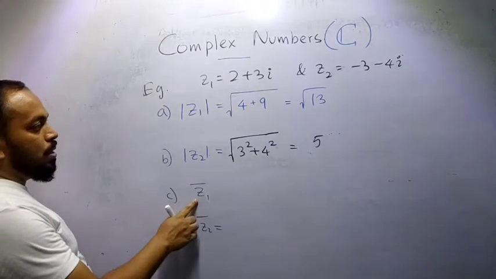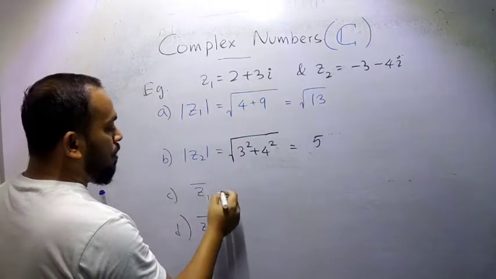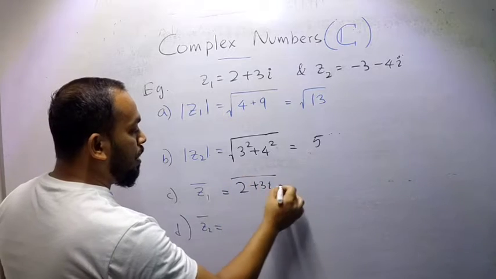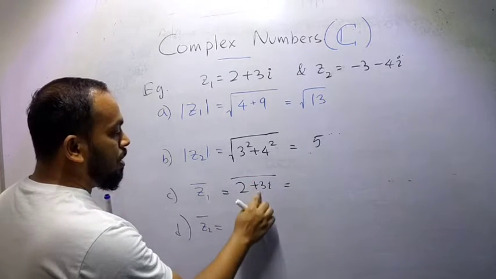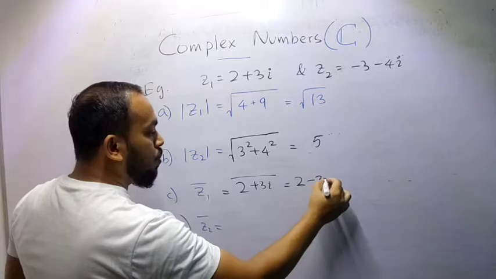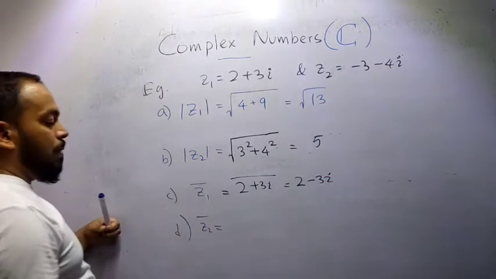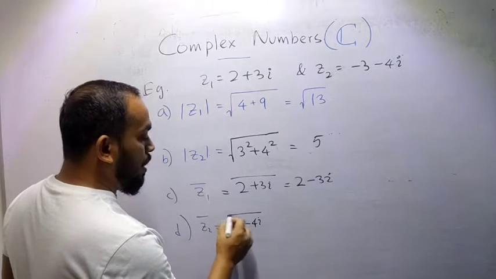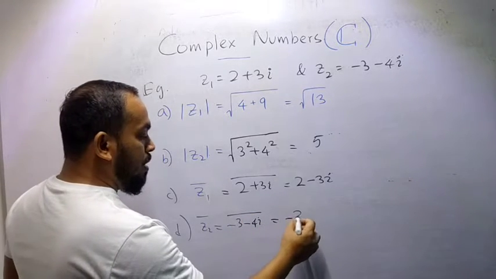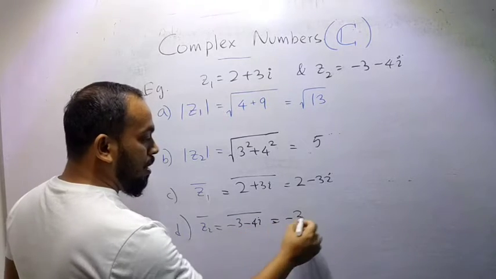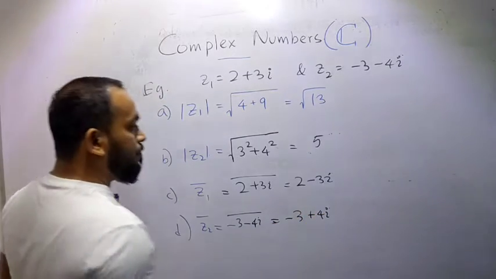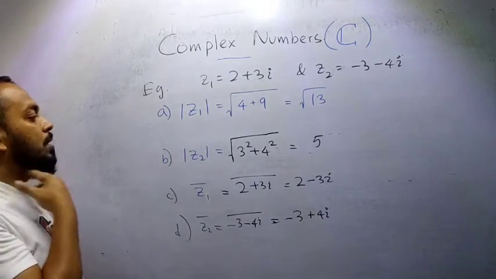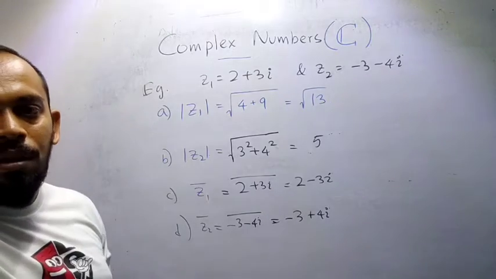Then conjugate of Z1. This is Z1. Conjugate of Z1 is 2 plus 3i conjugate, which is you just have to change the sign here. So 2 minus 3i. What about conjugate of Z2? Minus 3 minus 4i conjugate. So minus 3, don't change the sign here, plus 4i. Right. Okay. So we'll do some addition, subtraction, multiplication, division next.